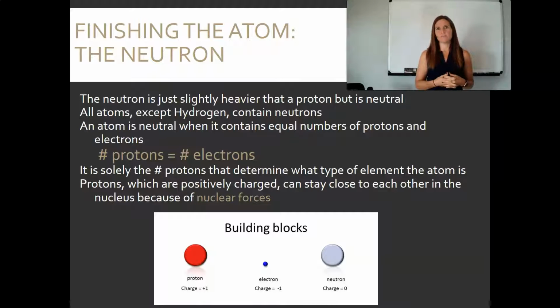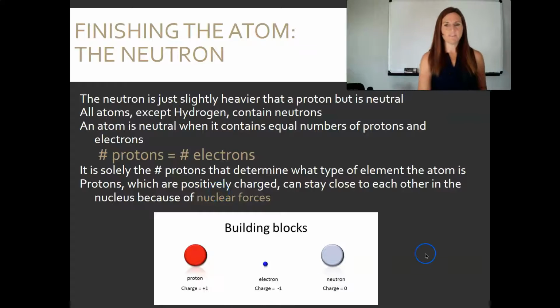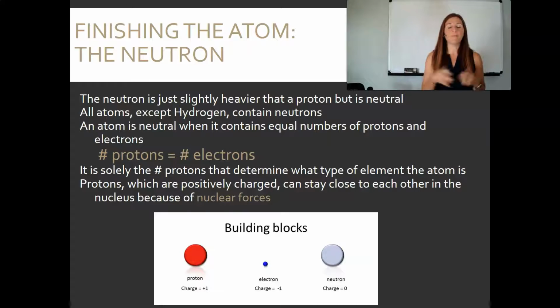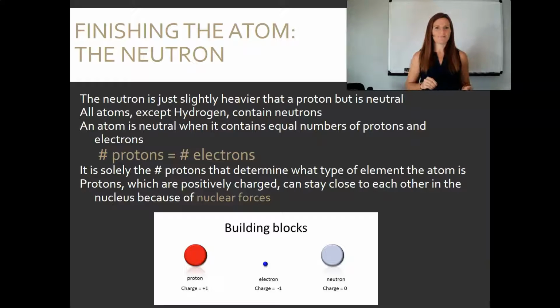So all atoms except for hydrogen contain neutrons. If you look at this picture right here, we have one proton here and one bitty electron here, and then the neutron is about the same size as the proton, just a little bit heavier. We'll talk about that in a second, just slightly heavier, but it is a neutral charge. All neutral atoms contain protons equal to their electrons.